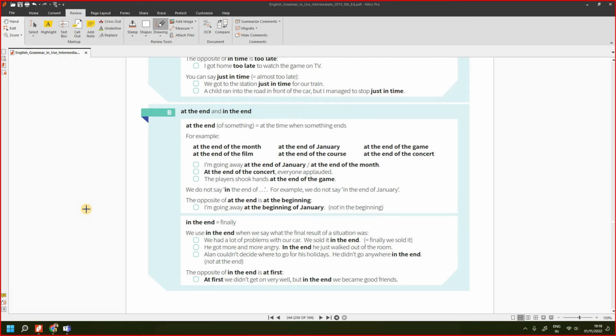We normally use this. See, this is applicable for everything. For example, you want to talk about the end result. Normally in the movies we say in the end. Whenever you want to end a story, we say in the end. But at the end, look at the example: at the end of the month. You don't say in the end of the month. You have to say at the end of the month, or at the end of January, at the end of the game, at the end of the film, at the end of the course, at the end of the concert.